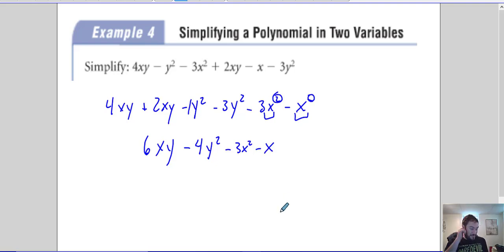All right, so that is it for this video. So again, little takeaway: combining like terms is a relatively simple thing to do once we get used to it. We're always just looking for matching variables with matching powers.